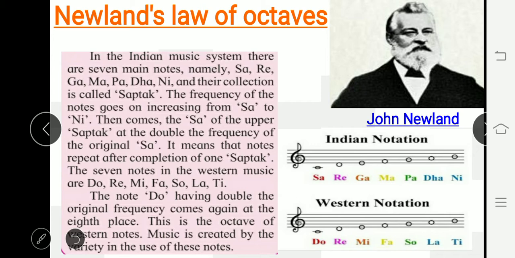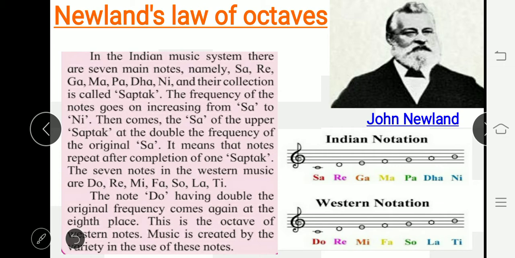When we start with Newland's law of octave, first I'll explain you something about music. Now we'll see music in physics. There is a need to learn this, so that's why I'll explain you something about music, and then we'll continue with Newland's law of octave.